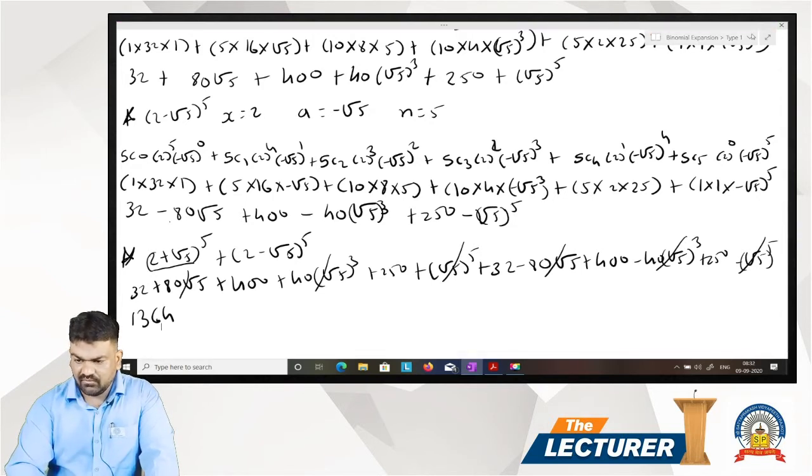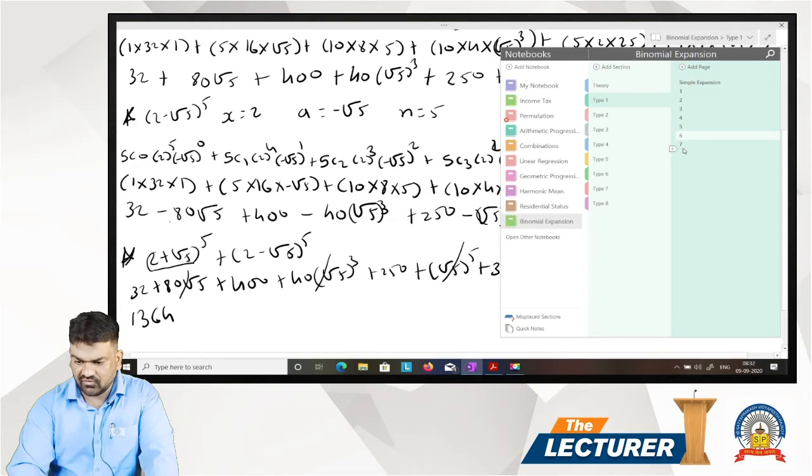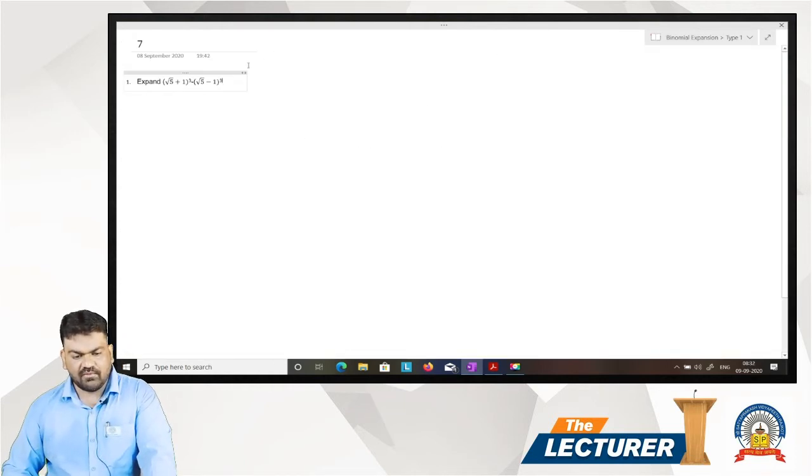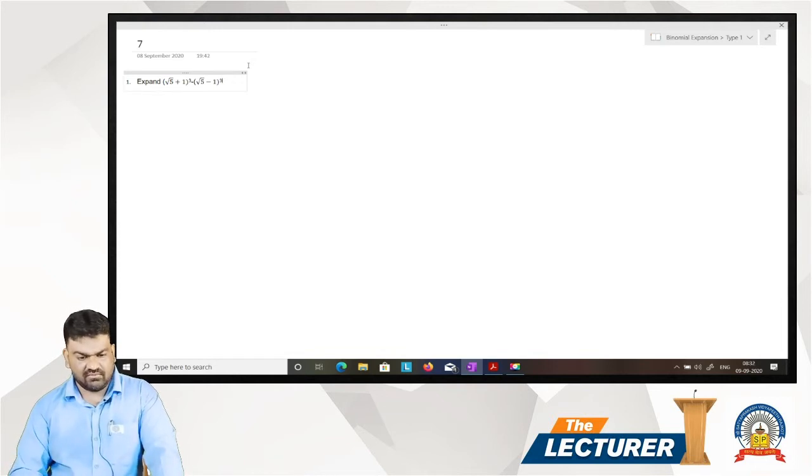Next example number 7, last of this type. Expand (root 5 plus 1) raised to 3 minus (root 5 minus 1) raised to 3. Same બે part કરશું.